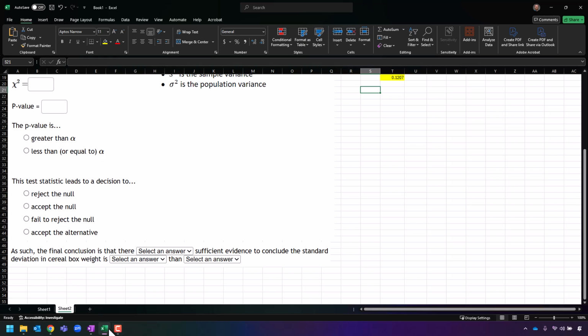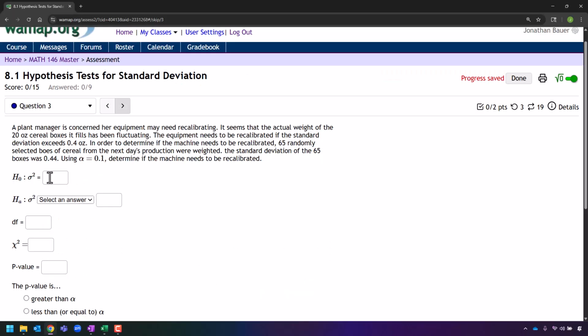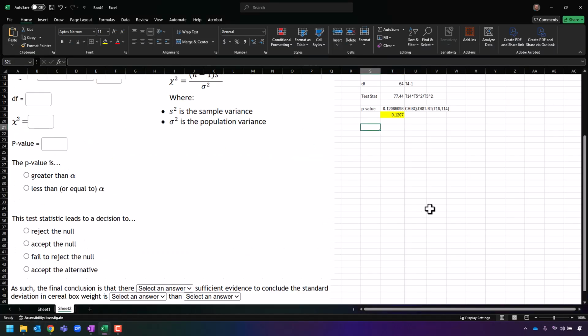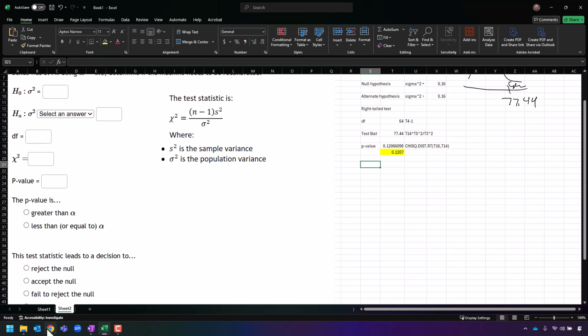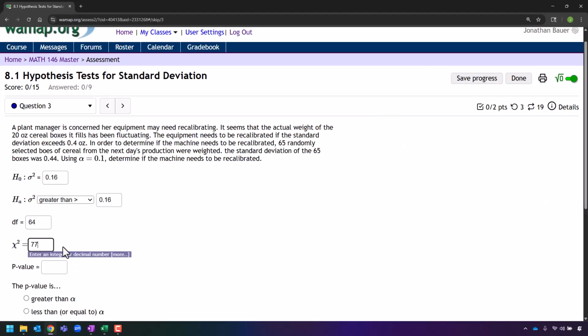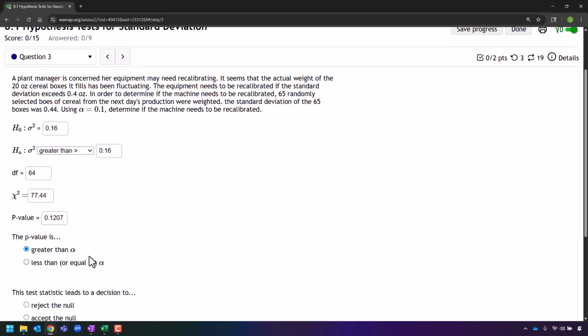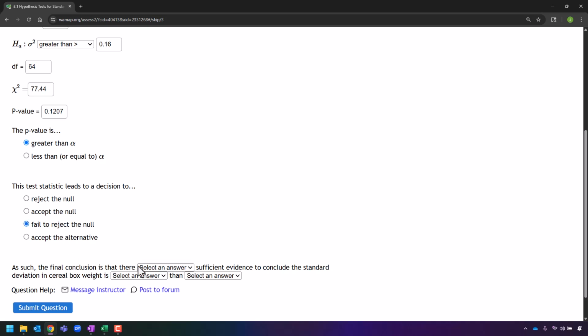So I'm going to just really quickly jump over to where I have this here. 0.16 greater than 0.16. Our degrees of freedom was 1 less. We were 77.44. Our p-value 0.1207, which happens to be greater than alpha. If it's greater than alpha, we fail to reject the null hypothesis.